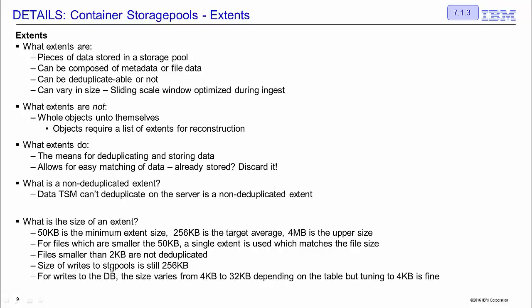If you're asking about the size of writes out to container storage pools, it's still 256 KB. That's a good number to work with. And for writes to the database, the size is going to vary from 4 kilobytes to 32 kilobytes, depending on the table. But if you're trying to tune it for your installation, then go with 4 kilobytes.